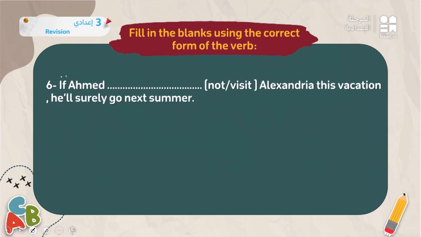If Ahmed, the negative form of present simple لأنه الناحية التانية عندي will surely go، فده first conditional. عايزة النيجاتيف عشان عندي not. النيجاتيف بتاع ال present simple هو مع أحمد doesn't visit.